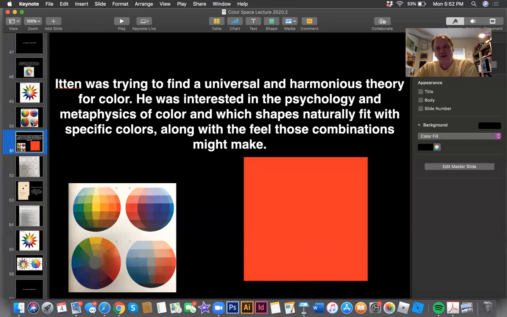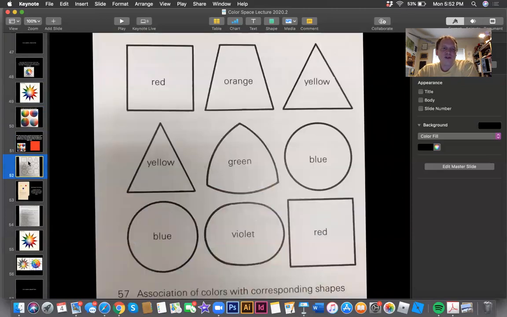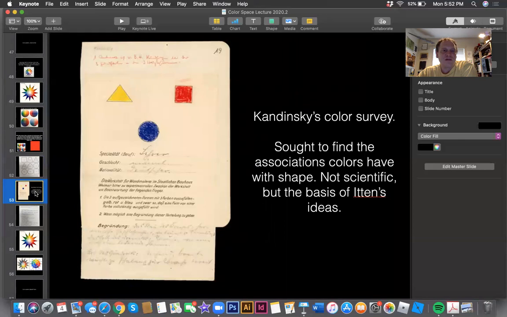And he was really interested in finding universal meaning and harmony in color. He ascribed specific shapes as naturally fitting with specific colors. So red naturally fitting with a square, and orange naturally fitting with this, I don't know, quadrilateral object, yellow fitting with a triangle. And he doesn't really back this up with science, but he and a colleague, Kandinsky, put this survey to their painting students, and the majority of them agreed that these colors naturally went with these shapes. And we've got to take that with a grain of salt, because they were all their students, and so they were already exposed to their ideas. Nonetheless, it's kind of interesting.